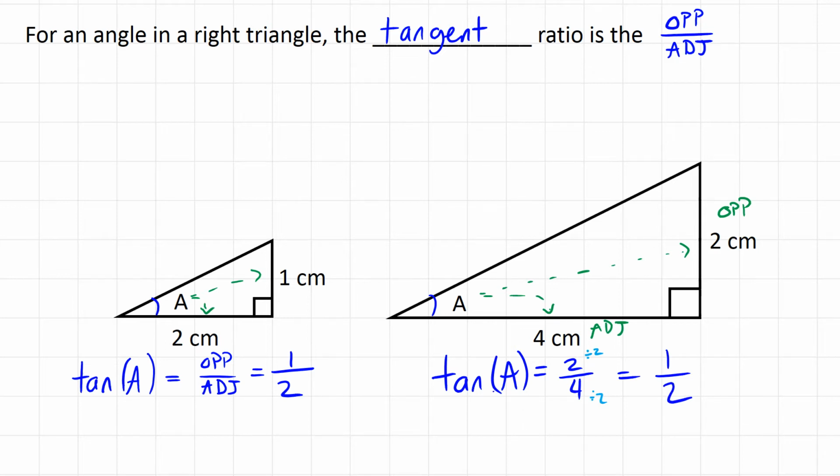So for each triangle, the tangent ratio is the same. No matter how big a triangle gets or how small it gets, if the angle is the same, the ratio of the opposite and adjacent sides is also the same.